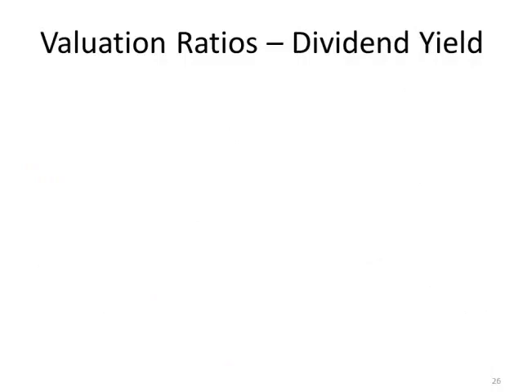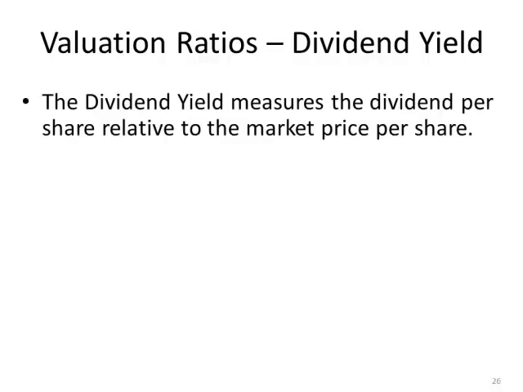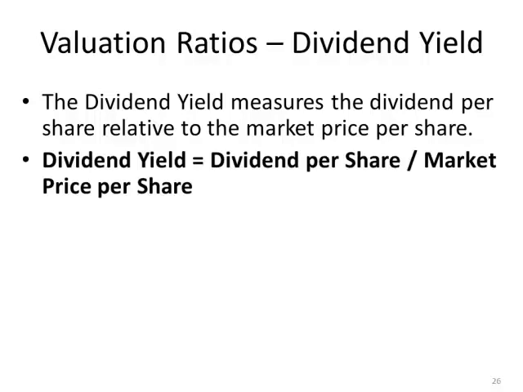Valuation ratios, dividend yield. The next valuation ratio we'll look at is called the dividend yield. The dividend yield measures the dividend per share relative to the market price per share. So again, what we're doing here is something similar to the PE ratio, but instead of using earnings, we're going to use dividends. And it's also inverted, so dividends is on the numerator and the market price per share on the denominator. So we calculate the dividend yield as the dividend per share divided by the market price per share.